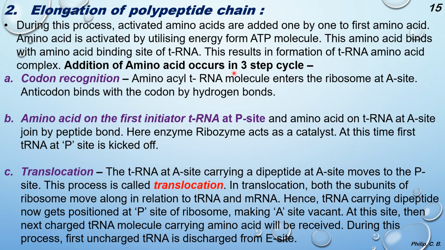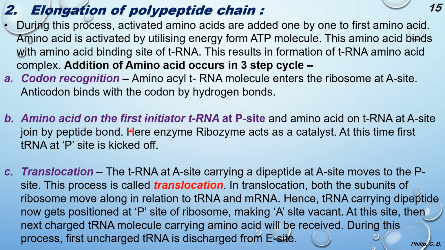Addition of amino acid occurs in a three-step cycle. So here an amino acid complex is formed. Again, there is a three-step process. First is the codon recognition, that is, to recognize the code. That is, the amino acid tRNA molecule enters the ribosome at the A site. The anticodon binds with the codon by hydrogen bonds.